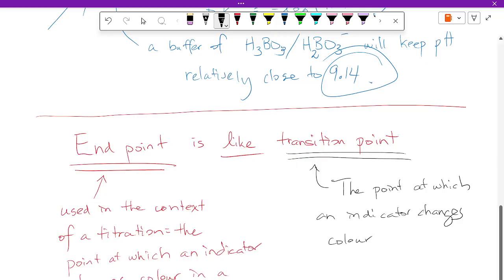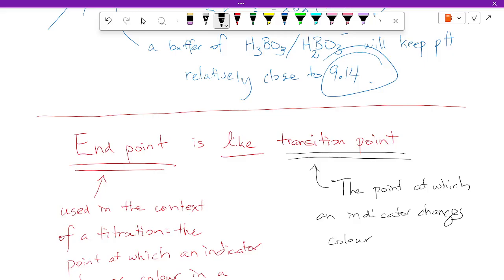Okay, so we would tend to use the word transition point when we are doing things like calculating the Ka of an indicator. We would tend to use the word endpoint when we are referring to a titration. But sometimes people will use the terms interchangeably. Like sometimes they'll say, what's the endpoint of this indicator, when they really probably should have said transition point?